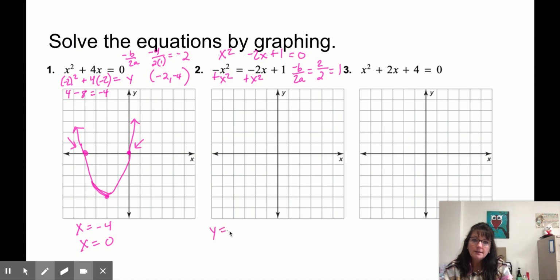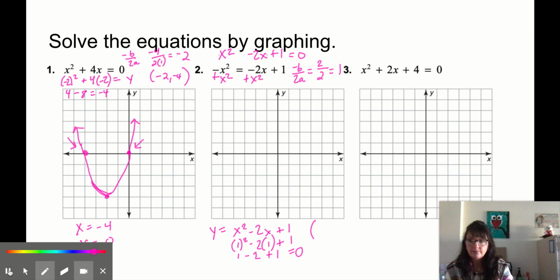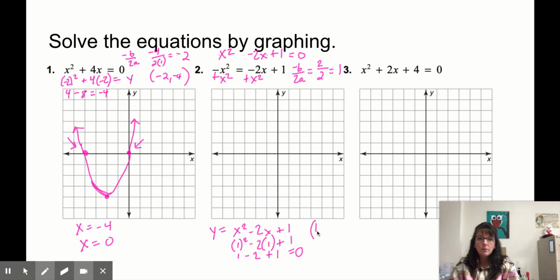So y is equal to x squared minus 2x plus 1. We'll substitute in 1. So we get 1 squared minus 2 times 1 plus 1. So 1 minus 2 plus 1 gives us y. And in this case, 1 minus 2 is going to be negative 1. Negative 1 plus 1 is 0. So we have a vertex of 1, 0. So here's our vertex right here, right?